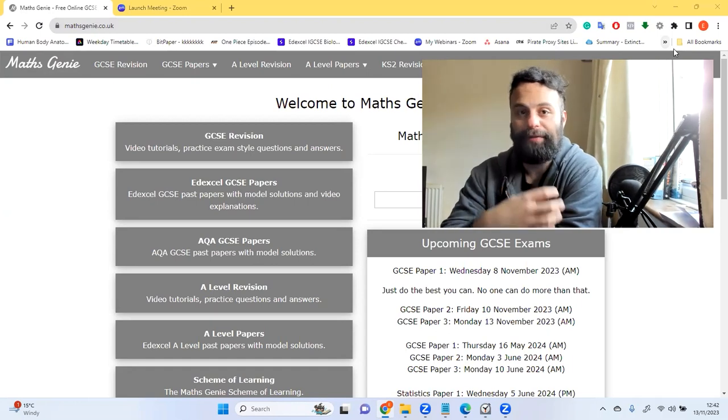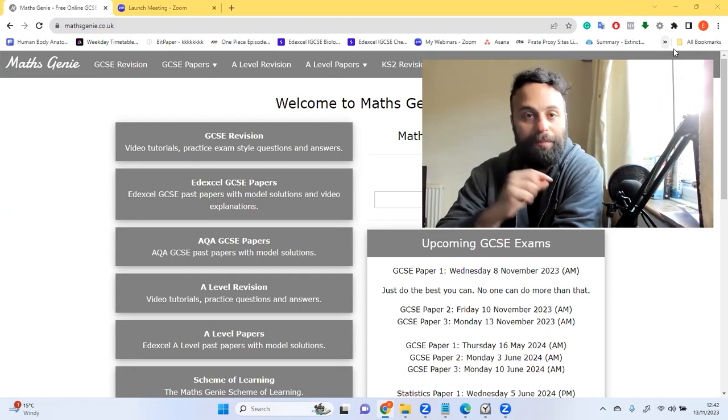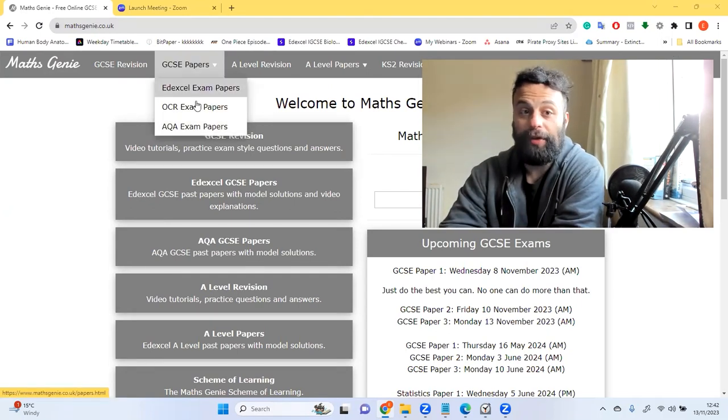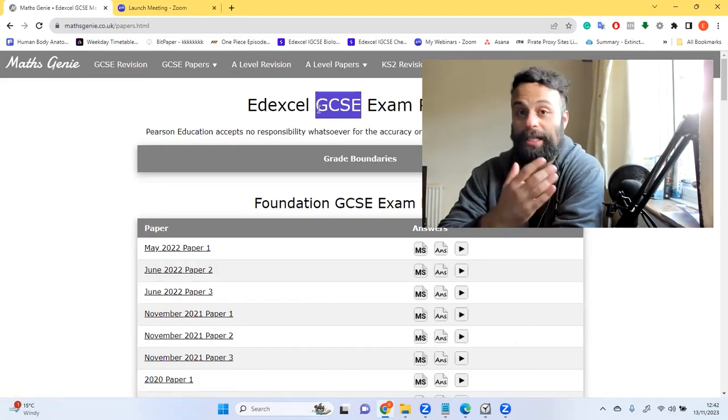So the site is called Math Genie, which is pretty good, but also has its drawbacks, which I'm going to tell you, which you might not know. So you got exam papers over here. These are past exam papers, so Edexcel. And I noticed they just do the GCSE Edexcel, so the IGCSE version isn't going to be here.